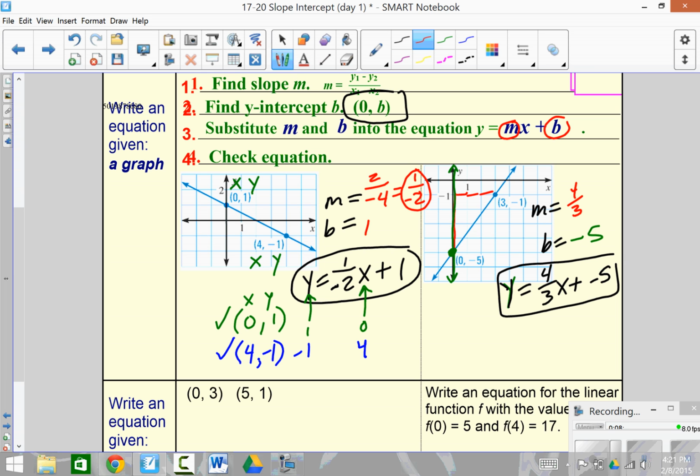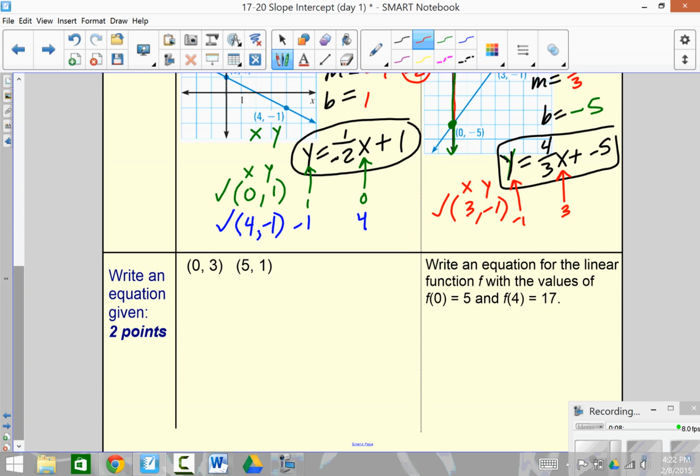And you can go ahead and give these ordered pairs a check. Let's check 3, negative 1. Here's your x, here's your y. If I put in a 3 for the x, this should equal out to be negative 1. 4/3 times 3 is actually 4, and then 4 plus negative 5 is negative 1. So it works. You can go ahead and try the other ordered pair and see if it works.